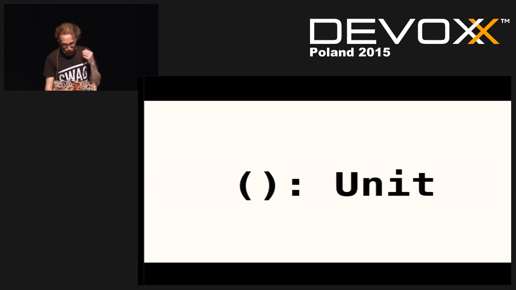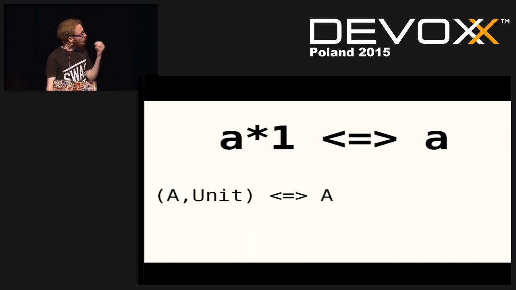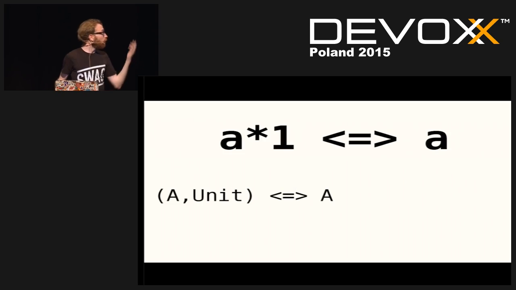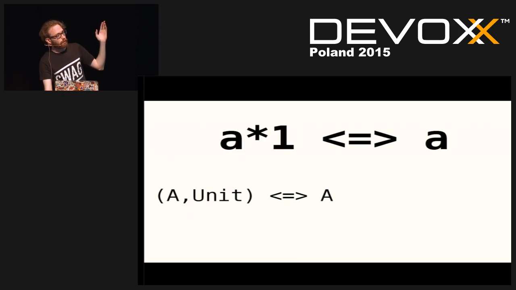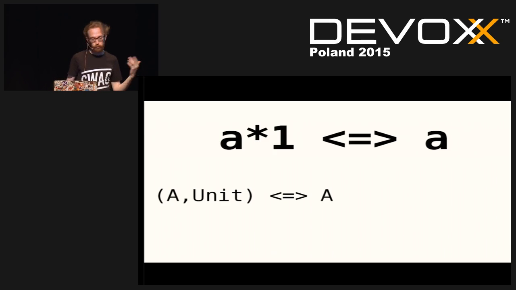And the idea is that if we multiply a value by 1, we get this value back. And a product type between a type and unit is isomorphic to the previous type.